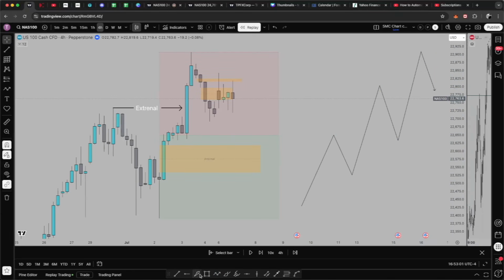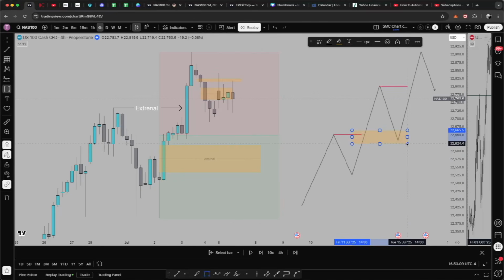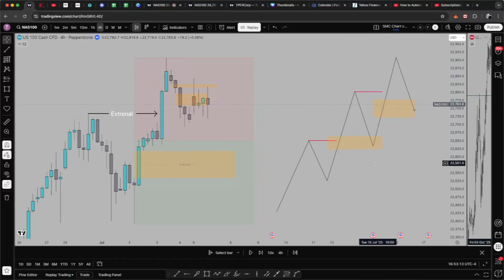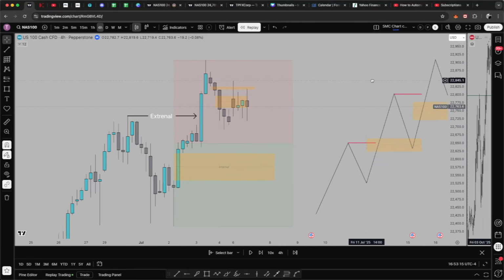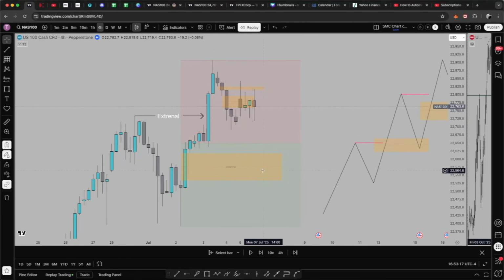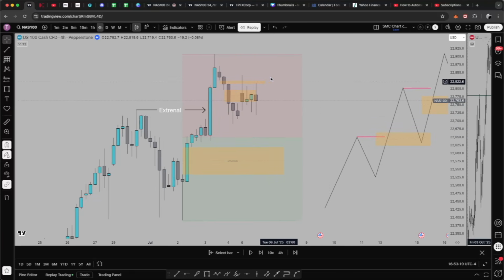So externals are highs, recent swing highs. This is external, external. And then internal liquidity, they are fair value gaps, right? So we wait for those fair value gaps to get tapped, right? And we enter in there. So now we're expecting price to hit these lows, right?